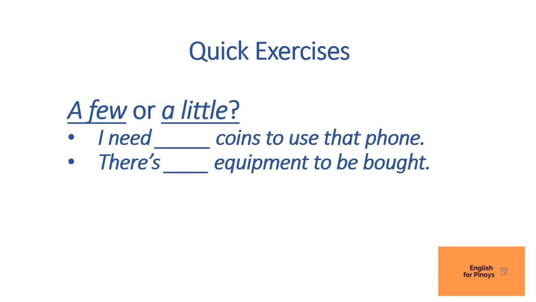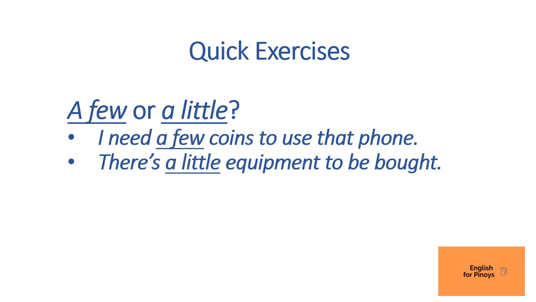Of course, the first thing you do is to look for the noun and try to determine if it's a count or a non-count noun. In the first example, of course, the noun is coins, and therefore the answer is what? A few. That's correct. But in the second example, what is the noun there? Equipment. Yep. Is it a count or a non-count? If you answered non-count, you're correct. Therefore, we say a little. So the correct answers would be I need a few coins to use that phone, and there's a little equipment to be bought.